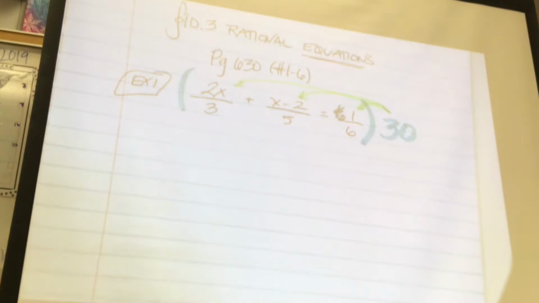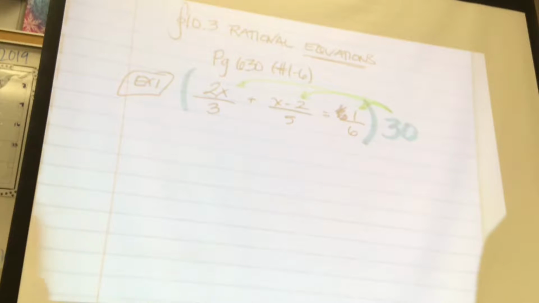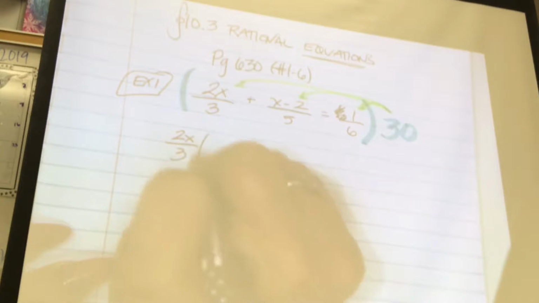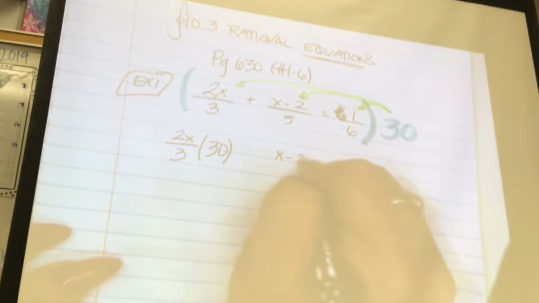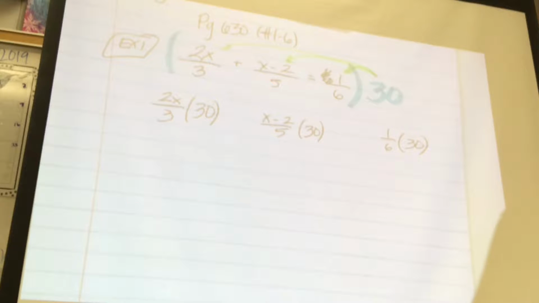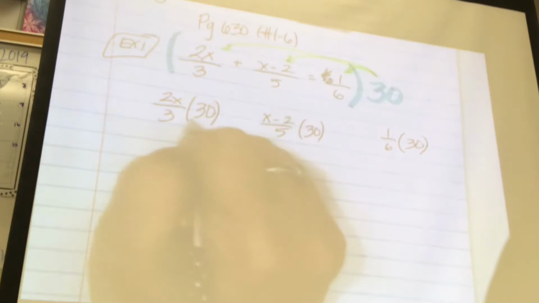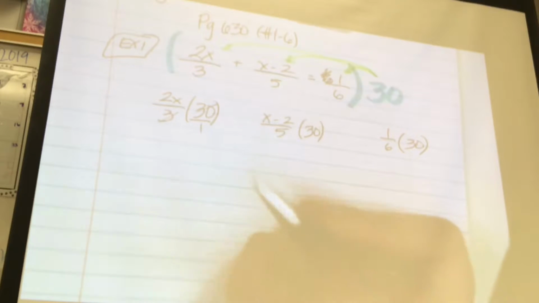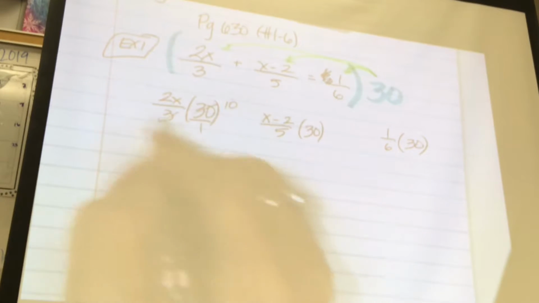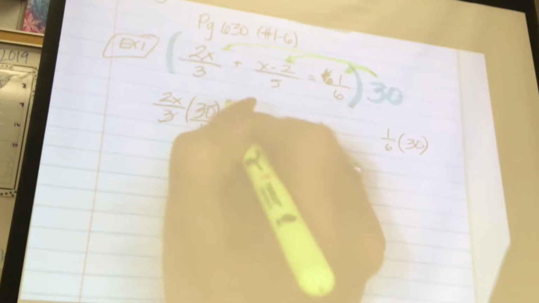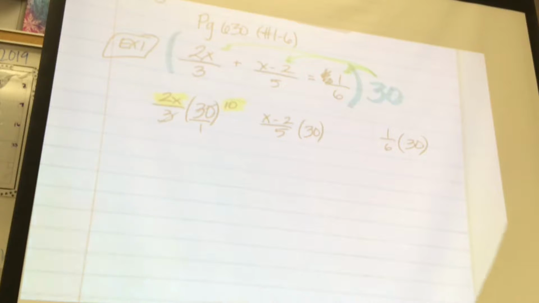So what I'm doing is this. I'm taking each one of these terms and multiplying them by 30. So it's 2x over 3 times 30, x minus 2 over 5 times 30, 1 over 6 times 30. Now if you put this over 1, you can reduce it to this 30 and this 3. 30 divided by 3 is just 10. So then this first term becomes 10 times 2x, which ends up being 20x.